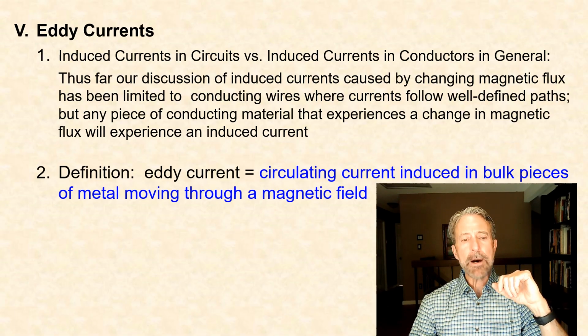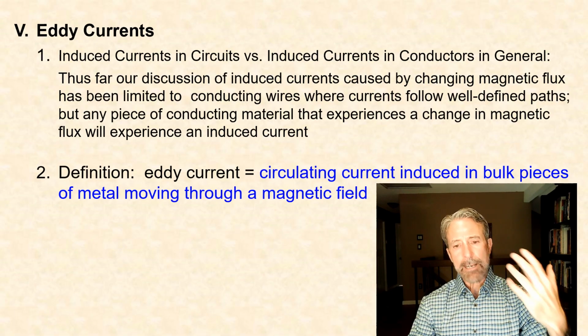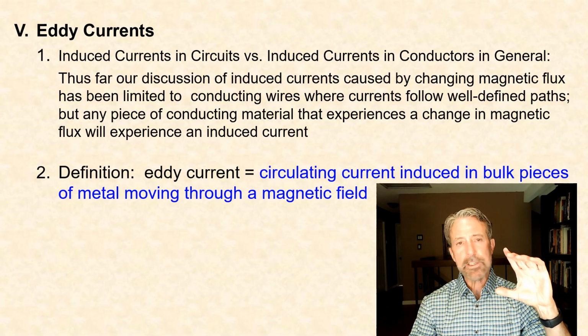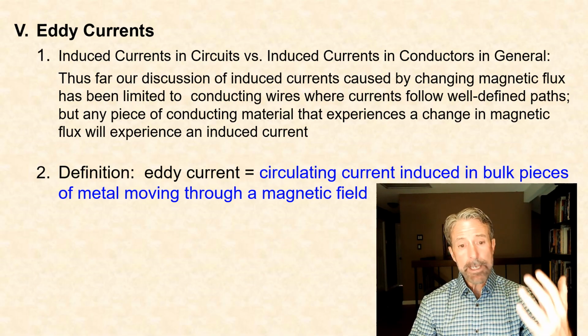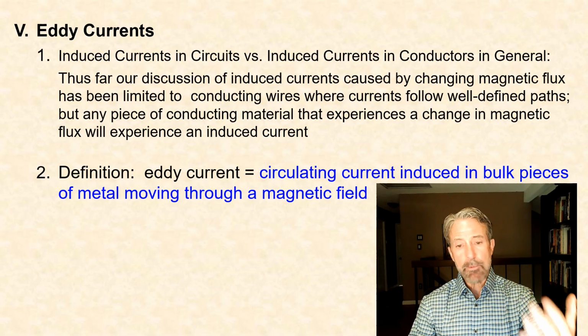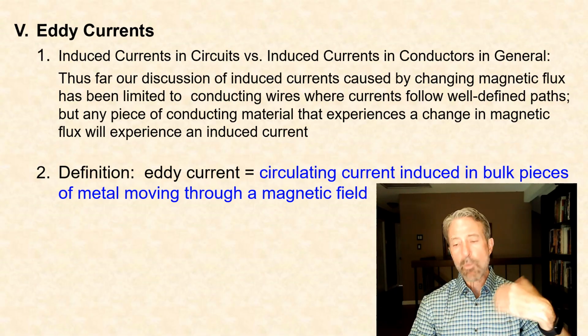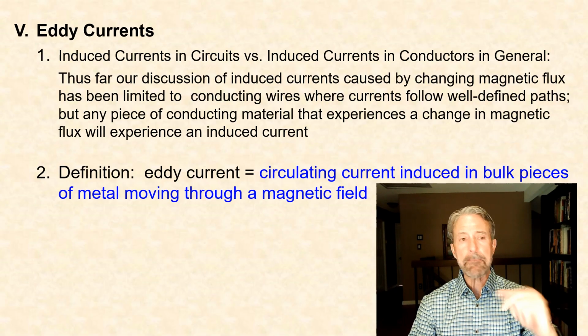So when we talk about an eddy current, we're talking about a circulating current induced in a bulk piece of metal that happens to move through a magnetic field, where the magnetic flux through that piece of metal changes in time.